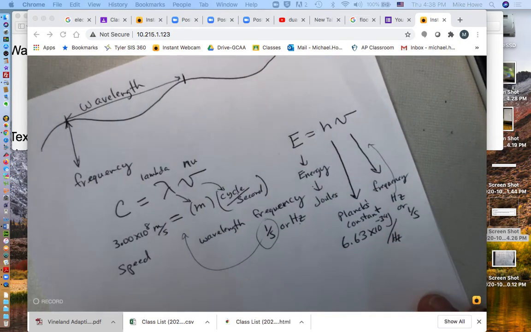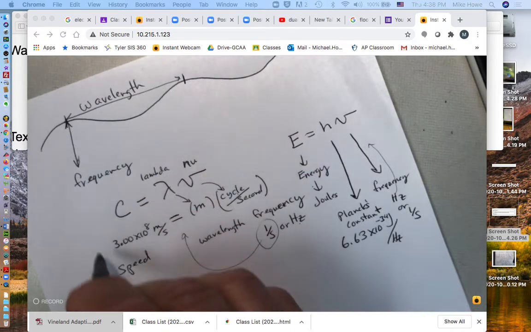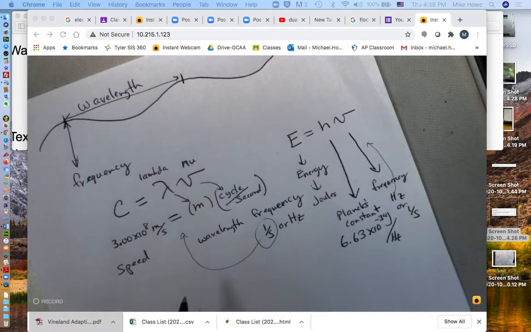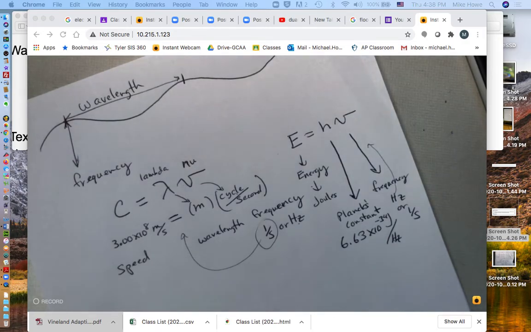So really we have two kind of simple equations to deal with light. One treats light as a wave. So if you have a wavelength, you'd use this equation. One treats light as a particle. If you're talking about the energy of a particle, you'd use this equation. So let's take a look at a couple of problems.